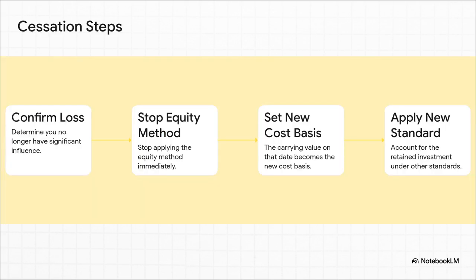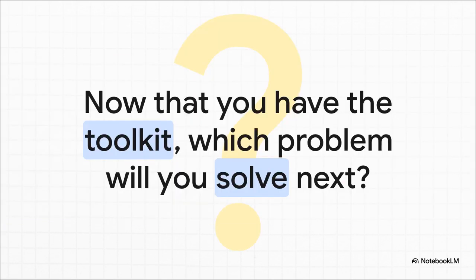Step 1. You confirm you've lost influence. Step 2. You immediately stop using the equity method. Step 3. Whatever the investment's value is on that day, that becomes its new starting point, its new cost basis. And from then on, you follow different accounting rules. It's a clean break. And there you have it, a complete toolkit for even the trickiest investment and associates problems.